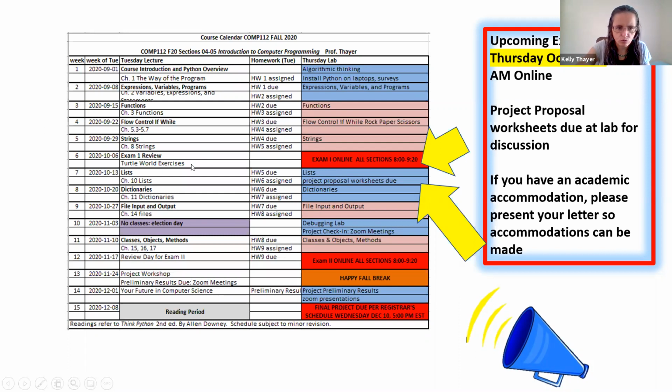But that means we have to do Turtle World because many will want to use Turtle World for the interface for projects. So you'll be introduced to that on this day. And so we need to just pay attention to the upcoming exam. The other thing is the project proposal worksheets will be due. So these will be the week after we have our exam. So I'll be zooming in with you to chat with your ideas for your projects. So you should be picking up your worksheet, filling those out, and sharing your ideas for your projects with me.